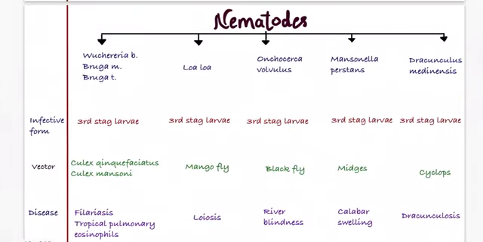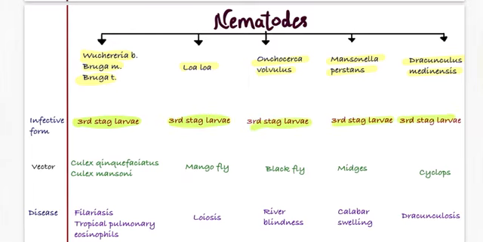Moving ahead to the remaining nematodes. Only those are mentioned from which important MCQs are asked. So we have Wuchereria bancrofti, Brugia malayi, Brugia timori, Loa loa, Onchocerca volvulus, Mansonella perstans, and Dracunculus medinensis. The infective form of all these parasites is the third larval stage.